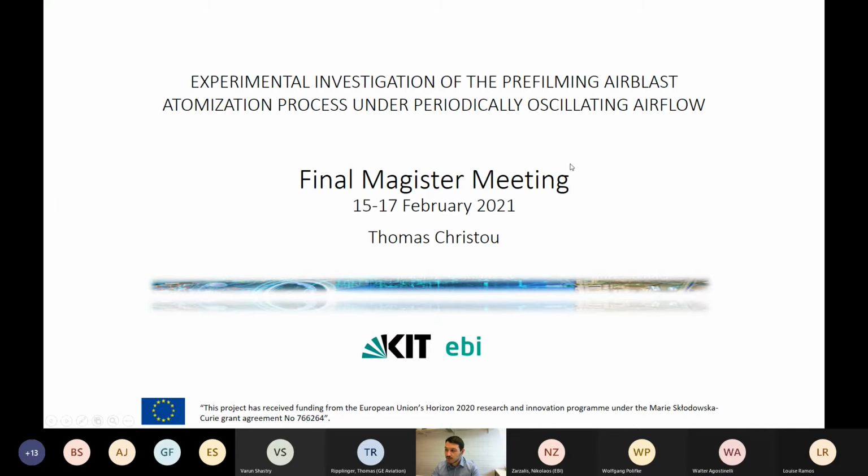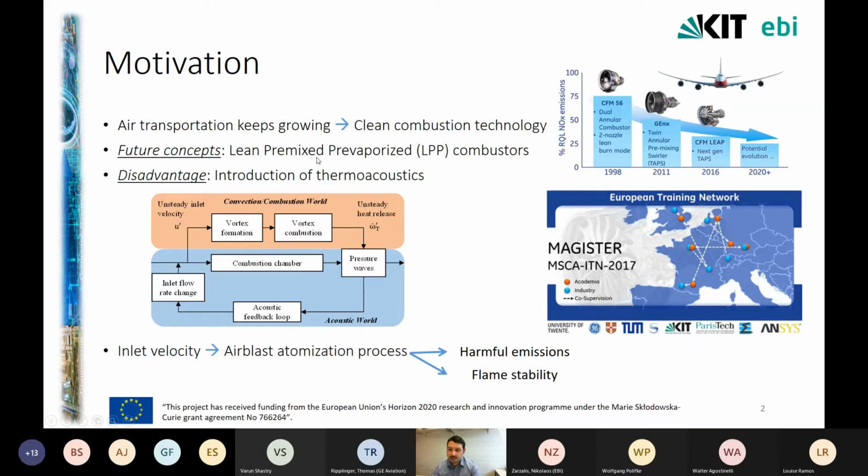So, as we know, air transportation in the past decades keeps growing, so the aviation industry tends to find new, cleaner combustion technologies. One of the proposed concepts is lean premixed prevaporized combustion operating at higher pressures, which may have a positive impact on the reduction of emissions, but on the other side, it introduces thermoacoustics in the system, and I think we all know the destructive potential that they may carry for the hardware of the engine.